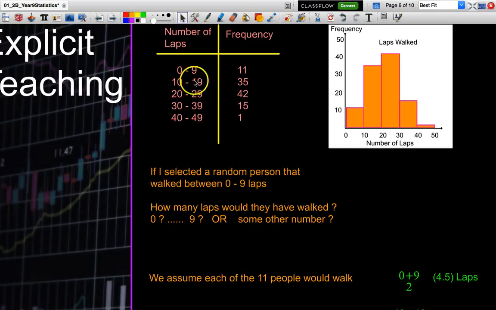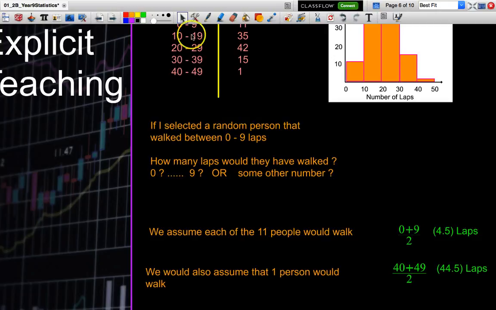And if I moved on to the next row here, 35 people would have walked somewhere between 10 and 19 laps, which, well, the midpoint would be 14.5, all the way through. Just keep doing the same thing till I get to 40 to 49 laps. The midpoint there would be 44.5 laps.